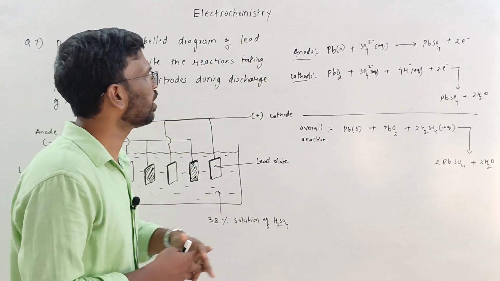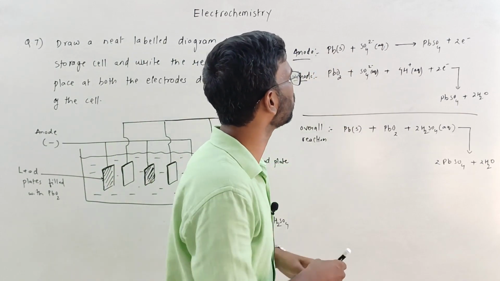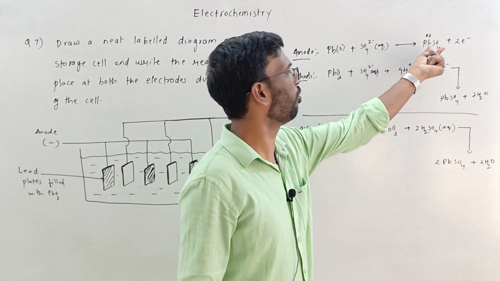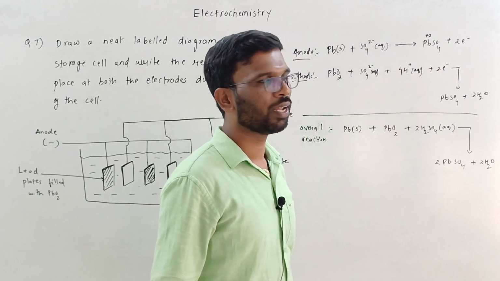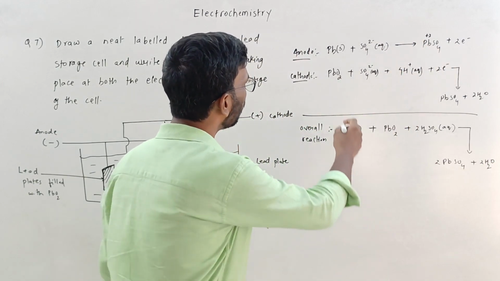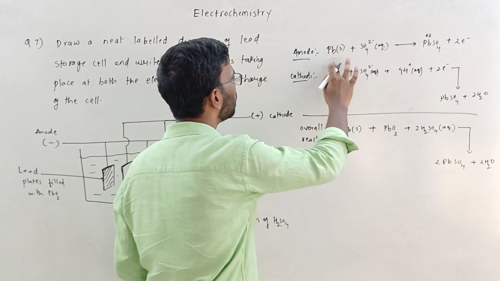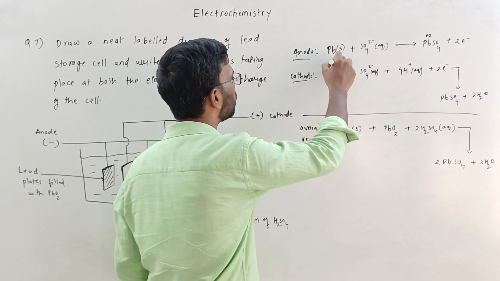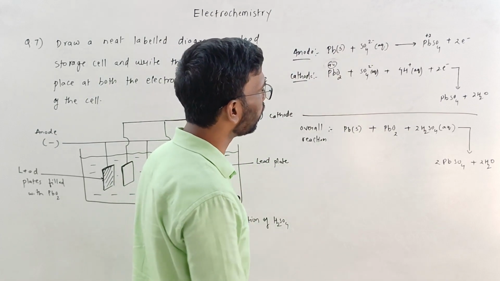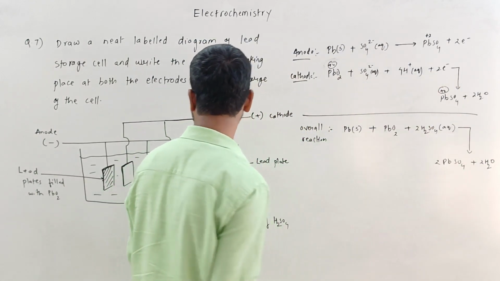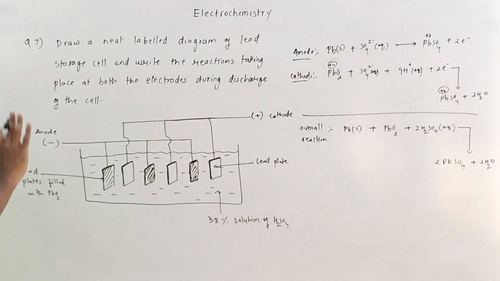And what is happening? At the anode, if you see, lead is in the zero oxidation state. It is going to the +2 oxidation state, because sulfate SO4 is 2 minus, so therefore lead is +2, right? Same way over here, this is getting reduced from +4. Lead over here is in the +4 oxidation state, getting converted to +2. So this is a reduction reaction. This is the overall reaction, and this is everything you have to know about a lead storage cell.